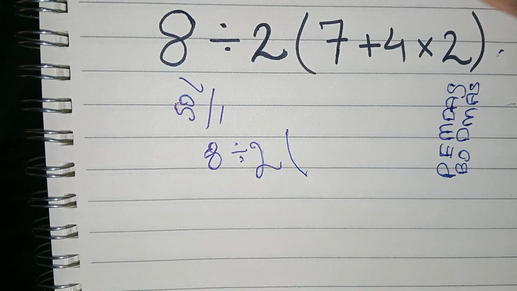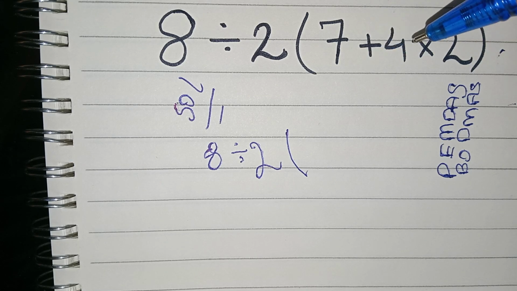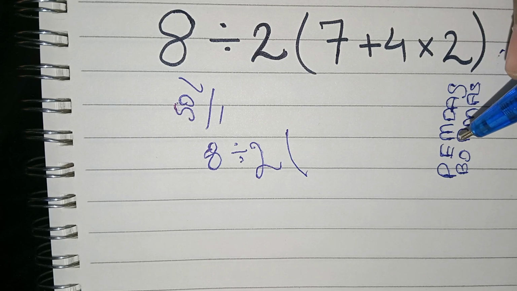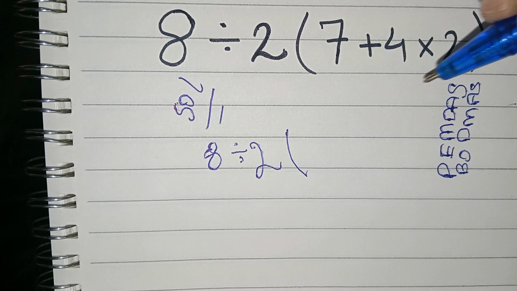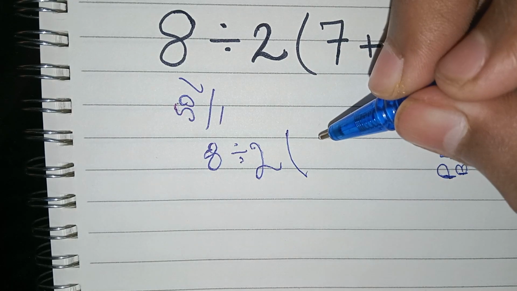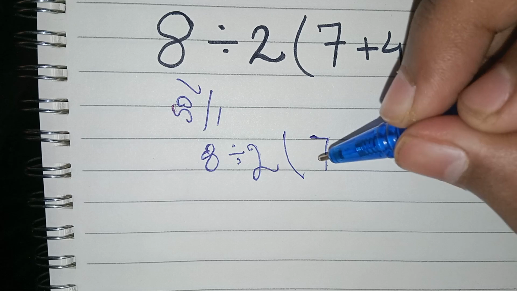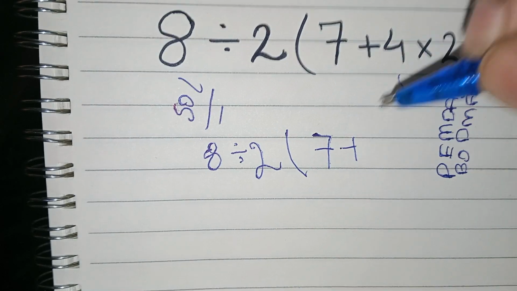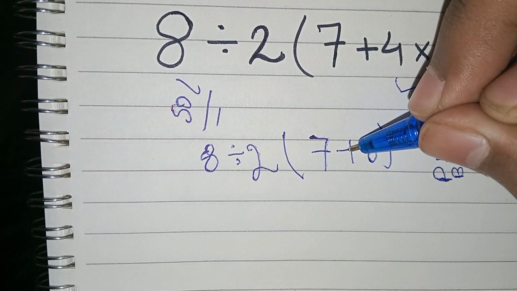According to BODMAS, we will solve the bracket. Inside the bracket, 7 plus 4 times 2. We will not solve these two first. Multiplication comes first in PEMDAS, then addition comes last. So 4 times 2 is 8. So 7 will be written as it is, plus 4 twos are 8.